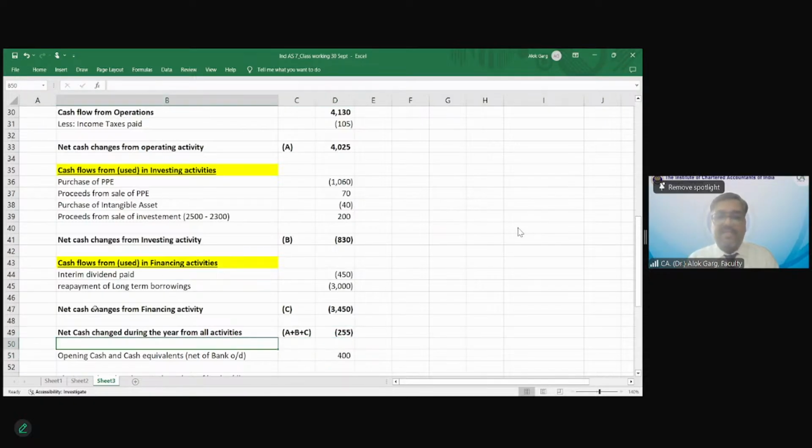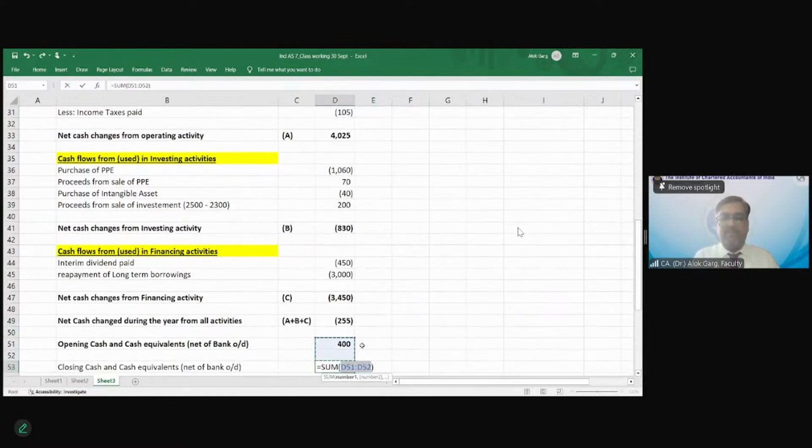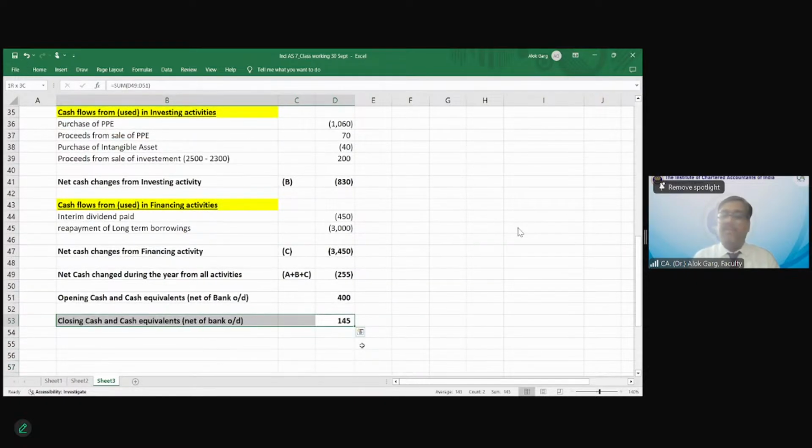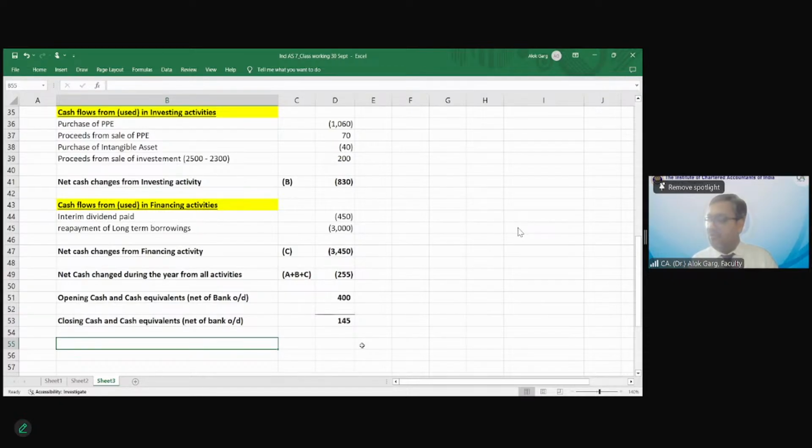So your net cash changes plus opening cash and cash equivalent has to be your closing cash and cash equivalent. What is my closing cash and cash equivalent in the balance sheet? What is given in the balance sheet? 460. No, closing is 220. And what was the bank overdraft? 220 minus 75.